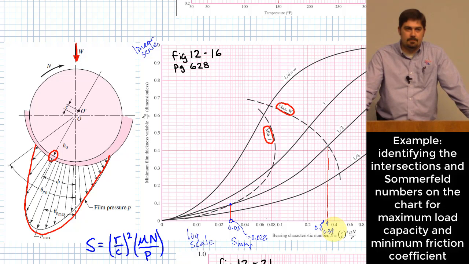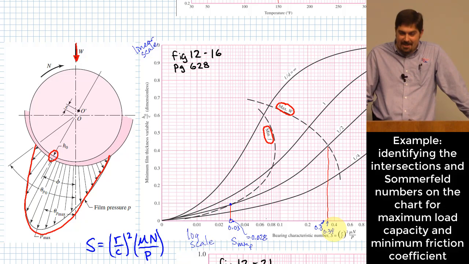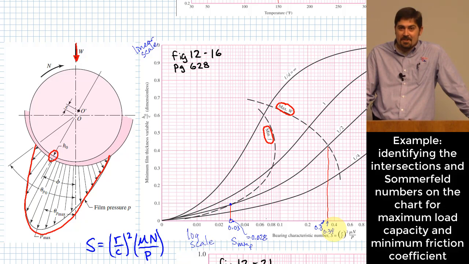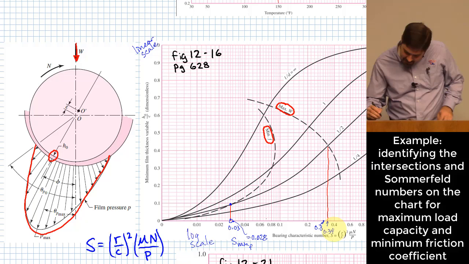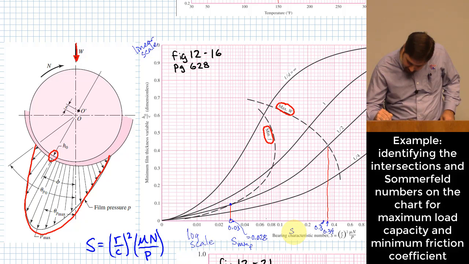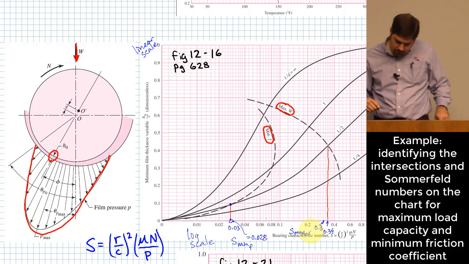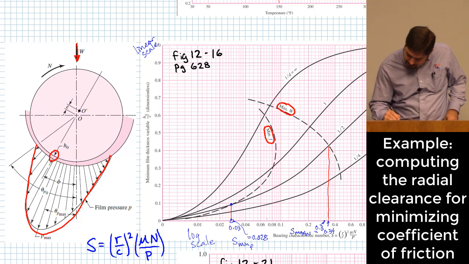Now I'll tell you, the first time I did this out of this textbook, it took me a while to come to these conclusions, because these are not very nicely drawn divisions on this chart. We're going to go ahead and use them, and hopefully it will at least give us the practice of using them. Okay, so now let's take those two values. This 0.034 is basically the Sommerfeld number for the maximum load. Let's take those two numbers and figure out some radial clearances based on them.